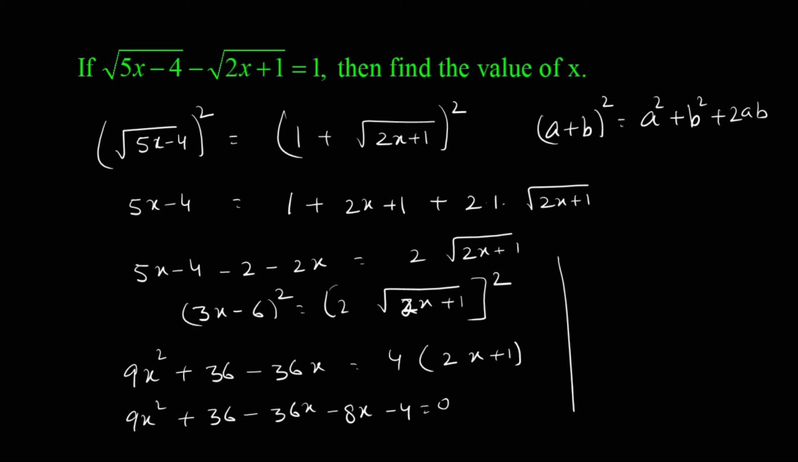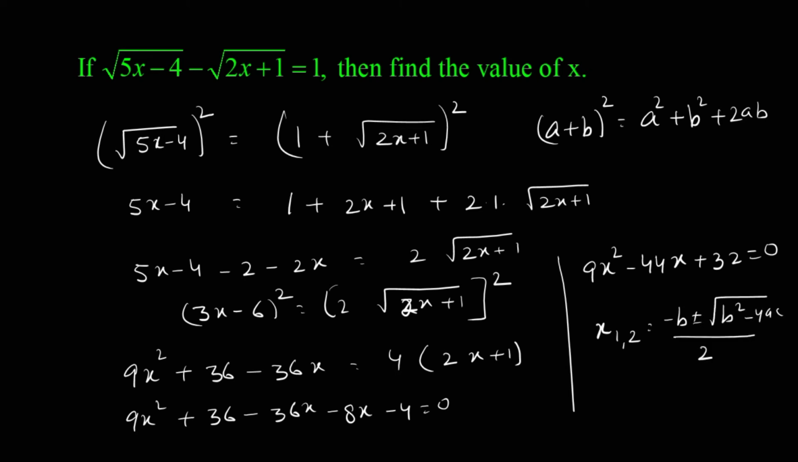So we can write further here 9x square, minus 36 minus 8, so this is minus 44x, and 36 minus 4, that is 32. So this is equal to 0. So we get the quadratic equation, and you can find the value of x by applying the factor method or by applying the formula x equals minus b plus minus under root b square minus 4ac divided by 2a. So I left this equation to solve for you. This is your homework. Now moving to the next one.